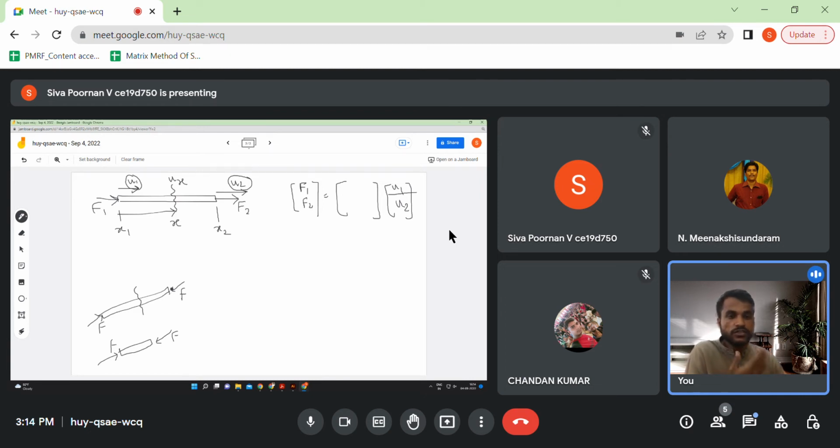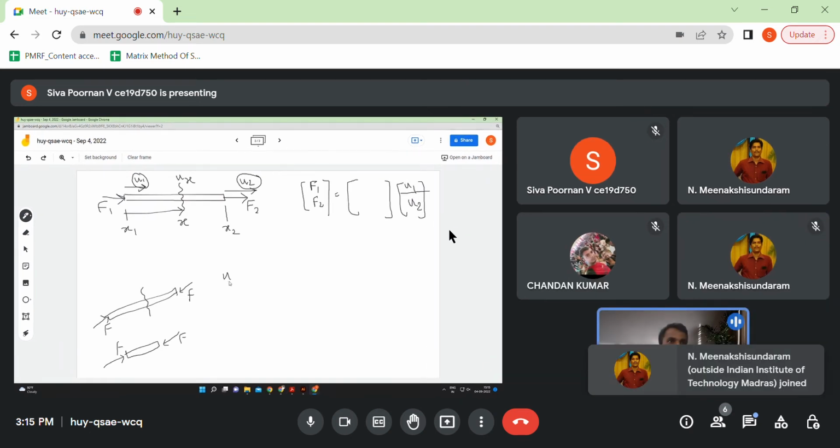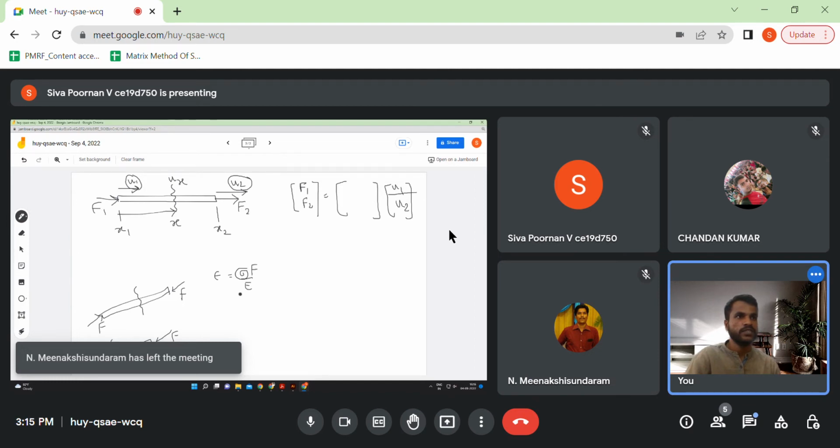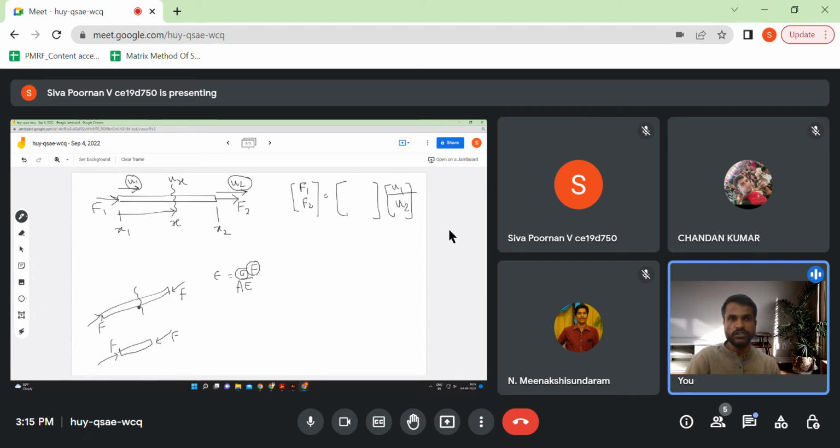If axial force is constant, then we know that strain is also constant, right? Strain is equal to stress divided by Young's modulus, and stress is equal to F by A. So if the force is constant and the area is constant for the whole beam, then strain is going to be constant throughout the beam.